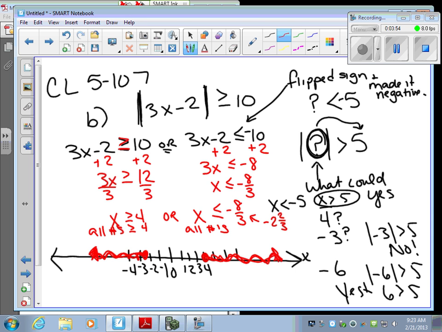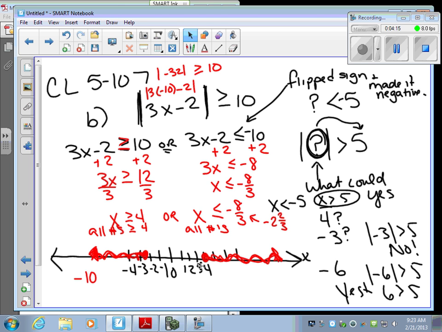And then I always like to pick a test point. For example, I might pick -10 and see if that works. So this is 3 times -10 minus 2, and I take the absolute value of that, so I would be taking the absolute value of -32. Is that greater than or equal to 10? Yes, it is. So I know I got it right.